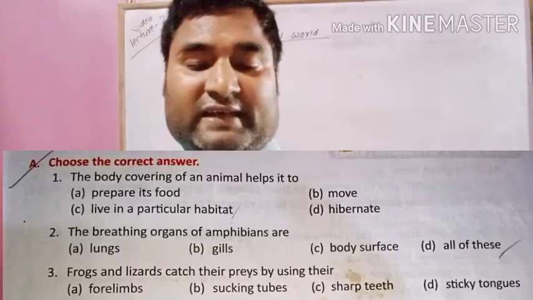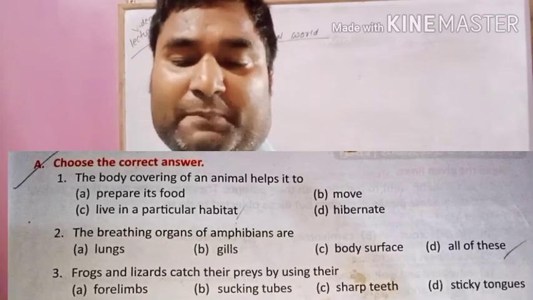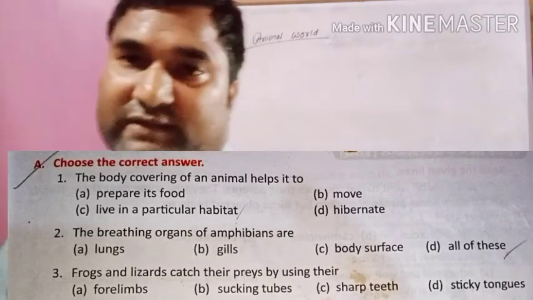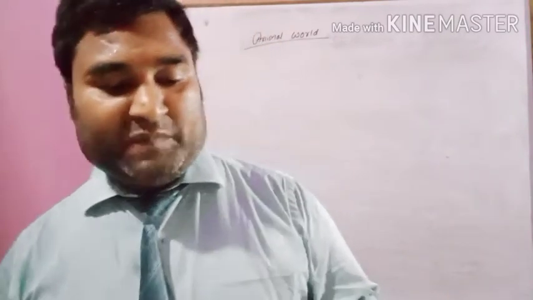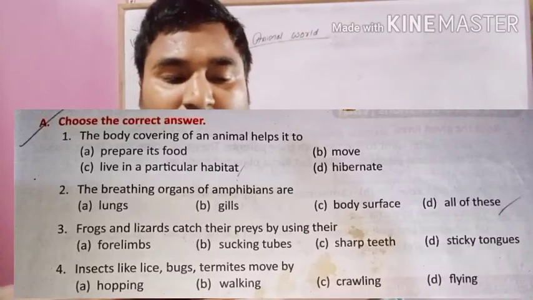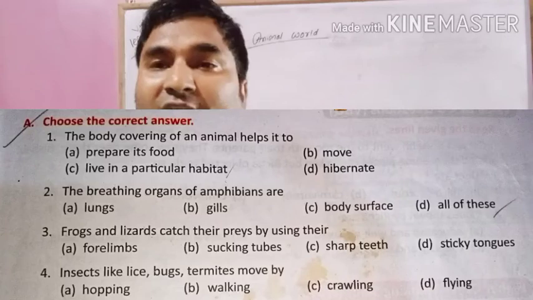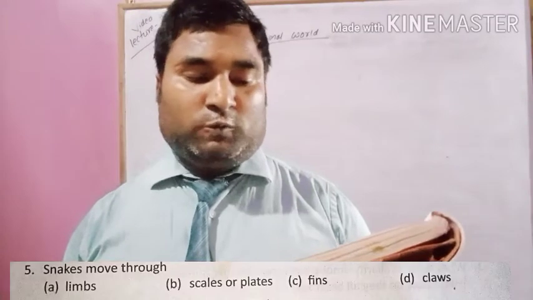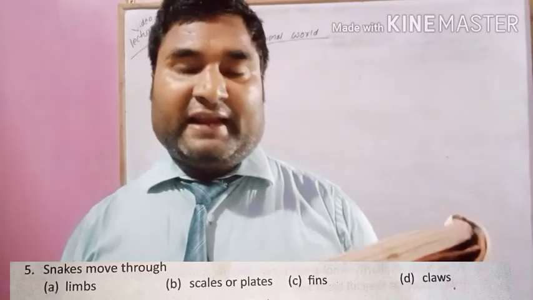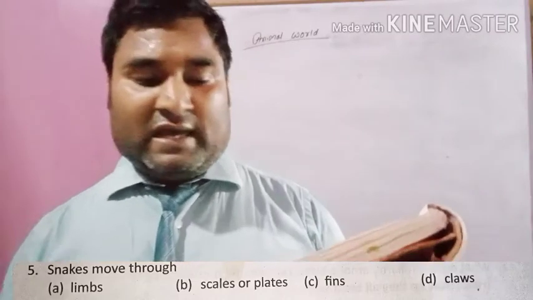Frogs and lizards catch their prey by using their forelimbs, sucking tubes, sharp teeth, and sticky tongue. Discussed already, frogs and lizards use their sticky tongue to catch their prey. Insects like lice, bugs, termites move by hopping, walking, crawling, flying. Answer will be crawling. Snakes move through limbs, scales or plates, fins, or claws. Answer will be B, scales or plates.